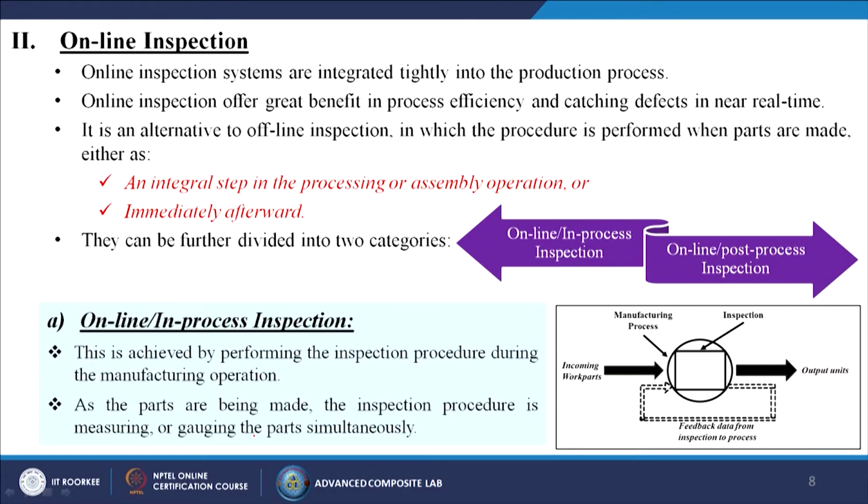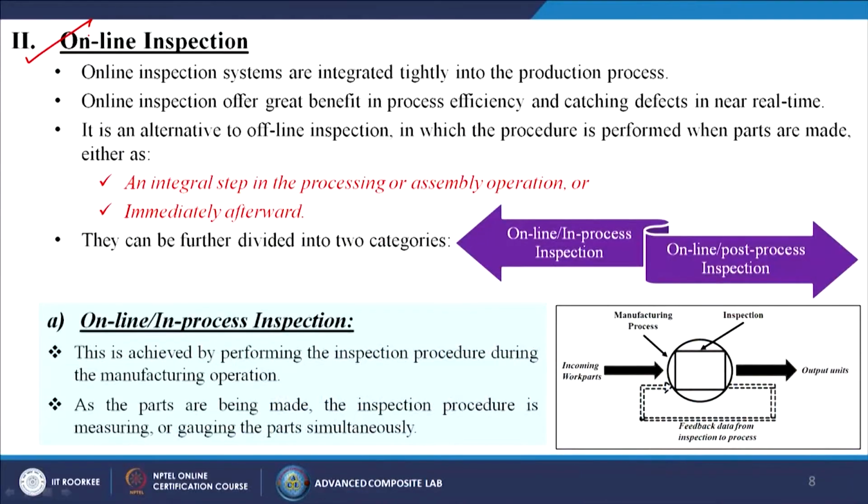Next one is called online inspection. Online inspection systems are integrated tightly into the production process. So, it is a continuous monitoring process. Online inspection offers great benefit in process efficiency and catching defects in near real time. It is an alternative to offline inspection, in which the procedure is performed when parts are made, either as an integral step in the processing or assembly operations or immediately afterward.